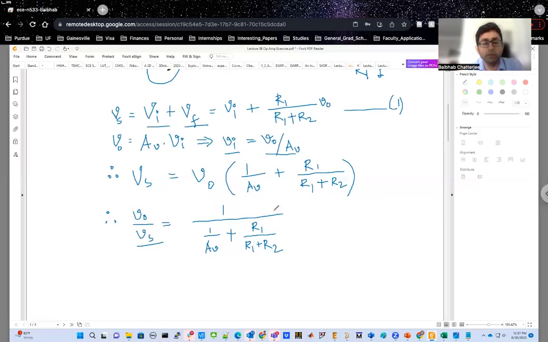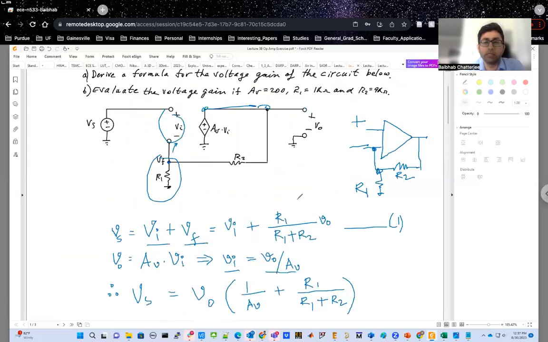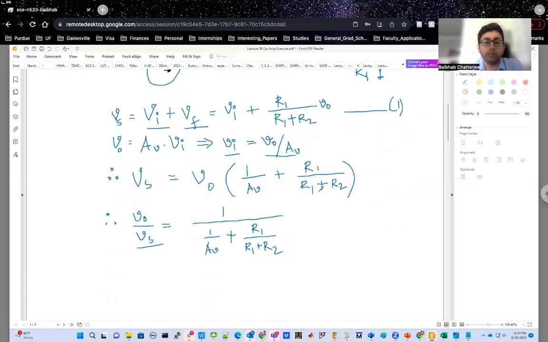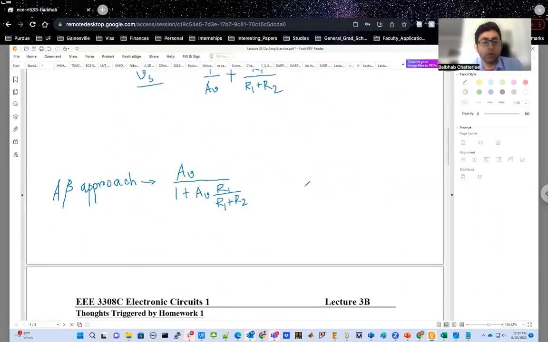And this is something you do by nodal analysis for the feedback network. So you see that there was a feedback from the output to the input side, and you just solved it using the nodal analysis. You can also solve it using the equation of feedback. So what was the equation of feedback? Let's call it the A beta approach, the equation for feedback.